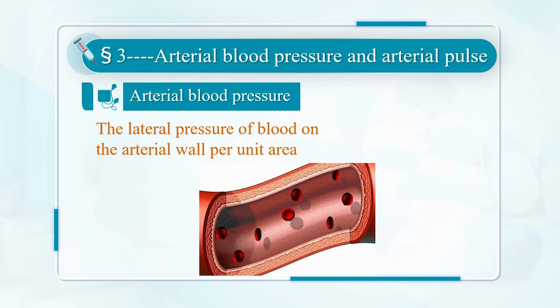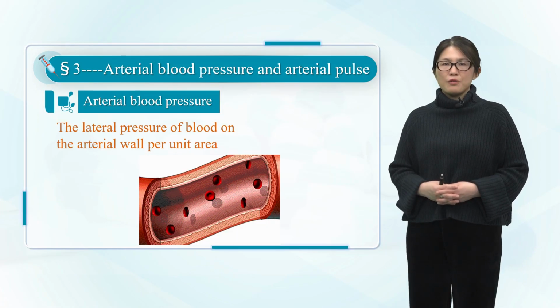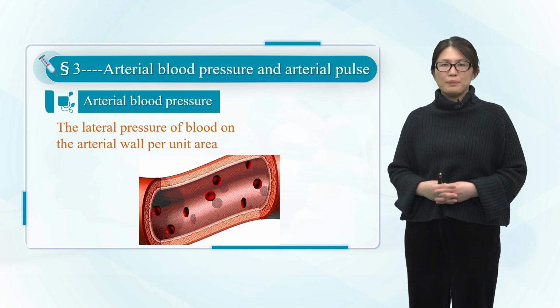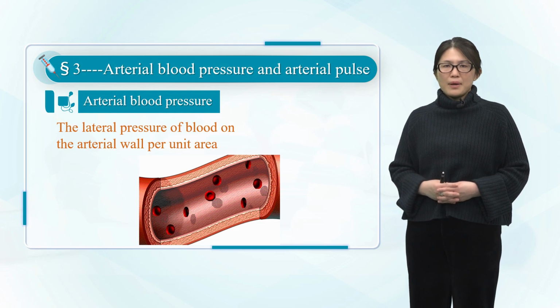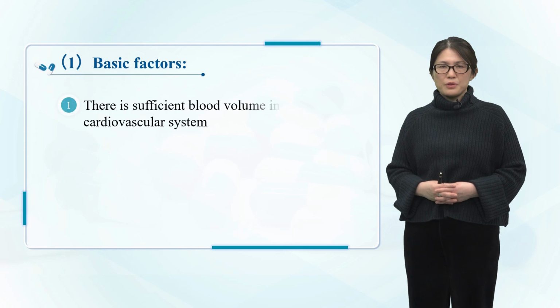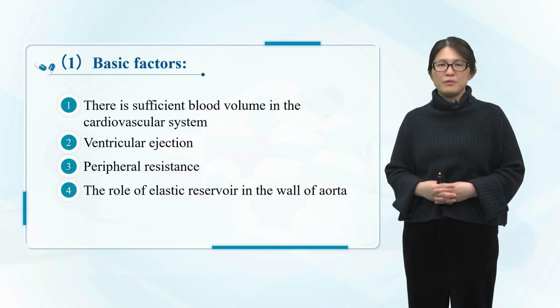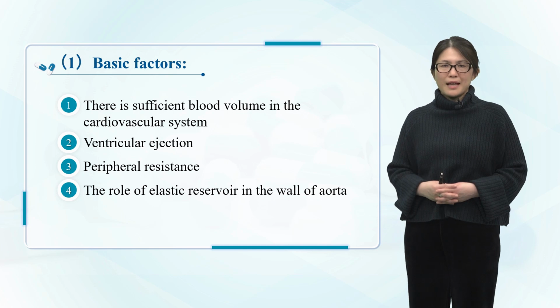The conditions for the formation of arterial blood pressure mainly include the following four aspects. The cardiovascular system has sufficient blood filling. Cardiac ejection. This is a necessary condition for the formation of arterial blood pressure. During the cardiac cycle, arterial blood pressure will change periodically. Arterial blood pressure increases when the ventricles contract, and blood pressure decreases during diastole.